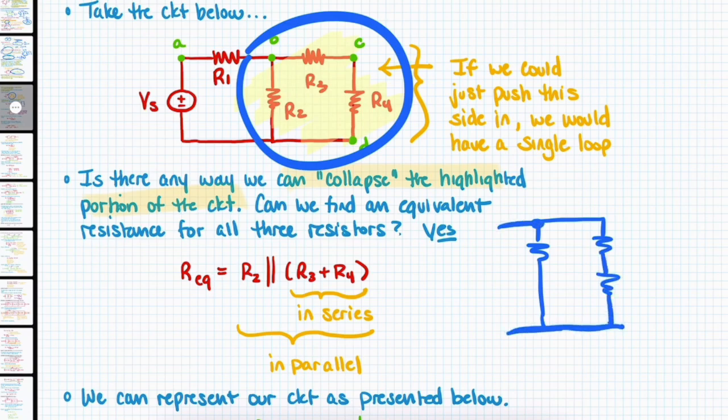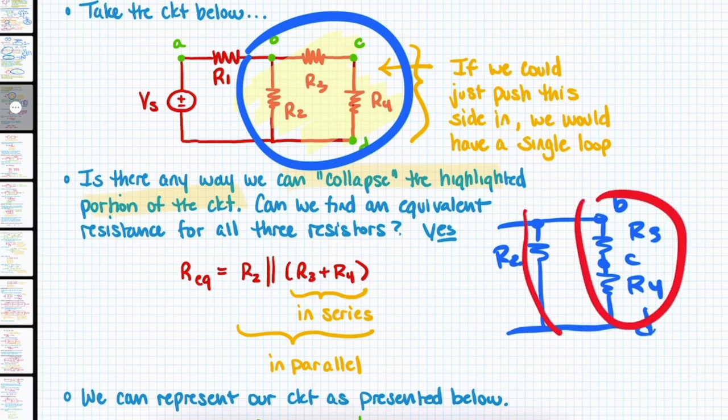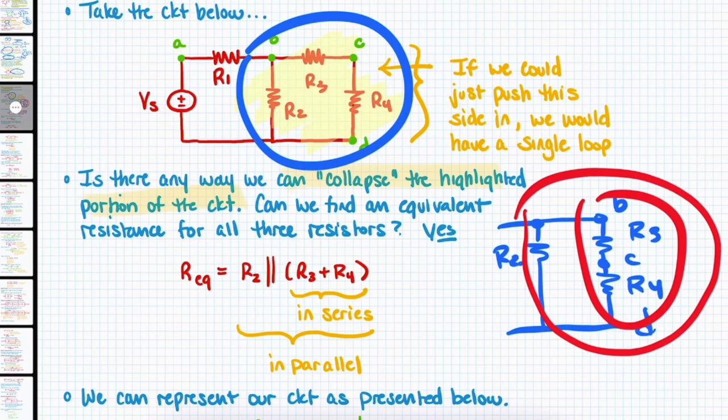Where this would be node B, this would be node C, and this would be node D. And so this is R2, R3, and R4. What we see here is it's pretty evident that these two are in series, and the series equivalent of those two together is in parallel with R2. And so that leads us to the equation over here.